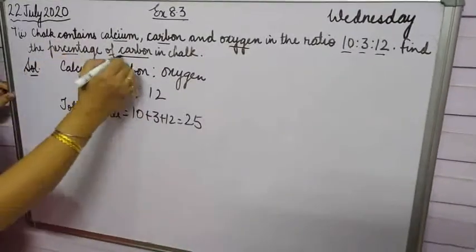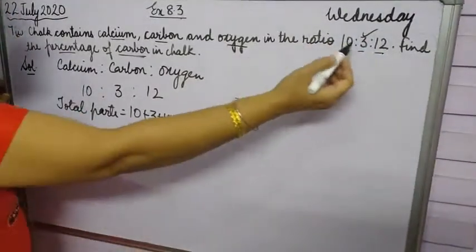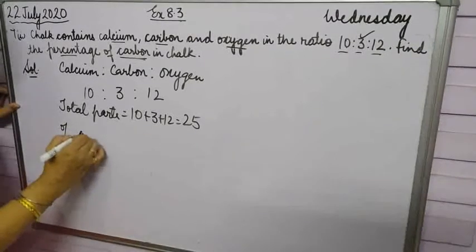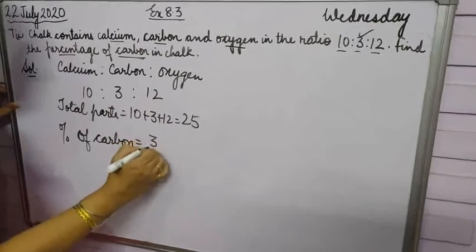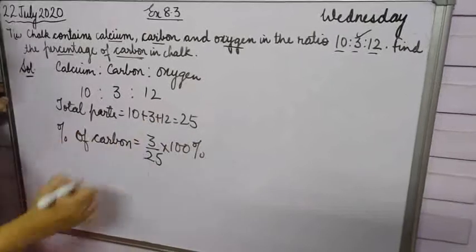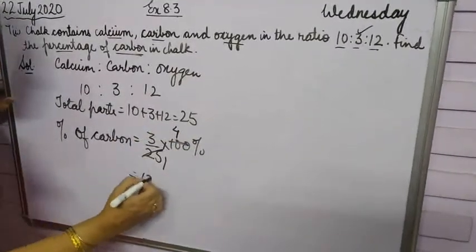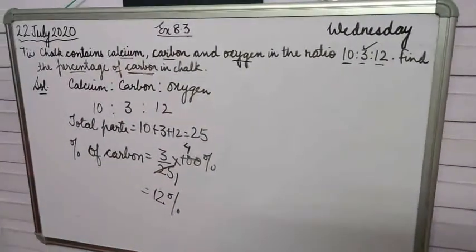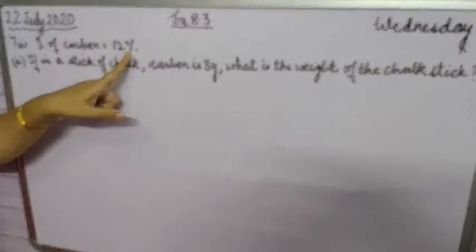Now we have to find out the percentage of carbon, and carbon means the second ratio. That means 3 parts out of 25. So the percentage of carbon would be 3 parts out of 25, meaning 3 upon 25 multiplied by 100%. 25 ones are 25, 25 fours are 100. So it comes out to be 12%. So the percentage of carbon is 12%.